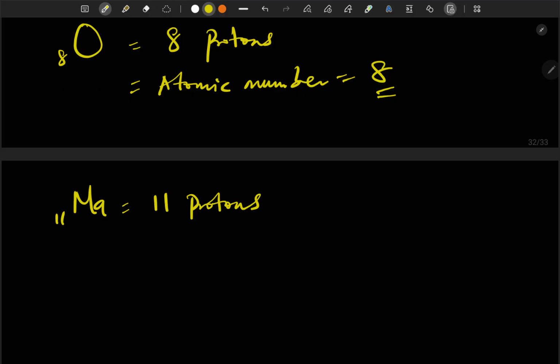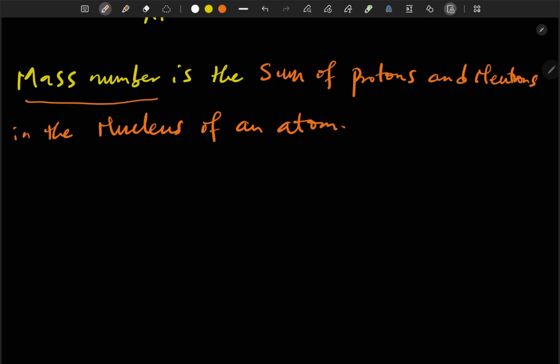And then the atomic number Z is equal to 11. Is that clear? All right. So now let's talk about mass number.